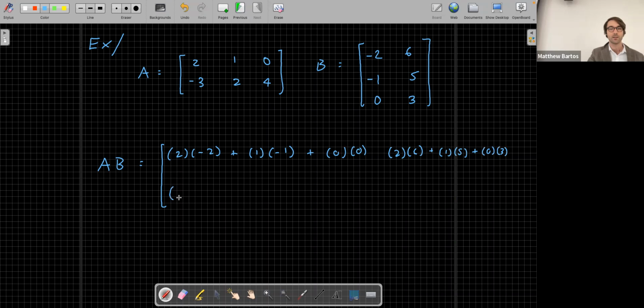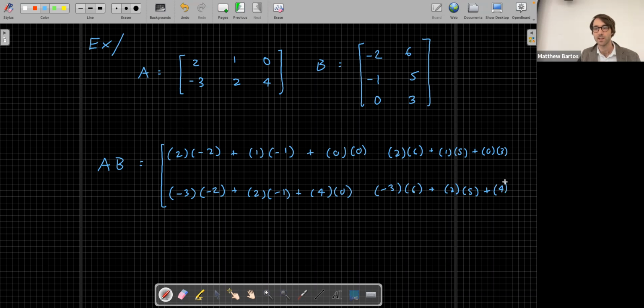Okay, on the bottom left corner, we'll have -3 times -2 plus 2 times -1 plus 4 times 0. And the bottom right corner will have -3 times 6 plus 2 times 5 plus 4 times 3. Oops, ran out of space. Okay, that's not very legible, but fortunately I ran out of space over there. Okay, so if you carry out all of those inner products, what you'll ultimately end up with is -5, 17, 4, 4.